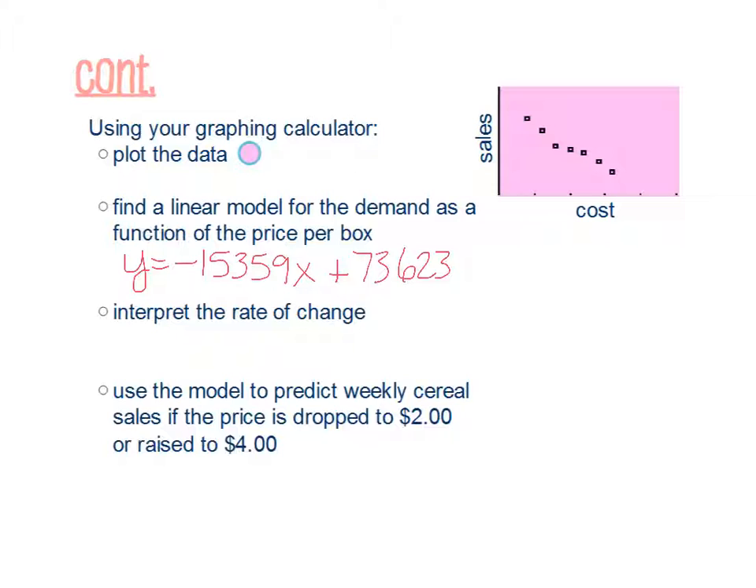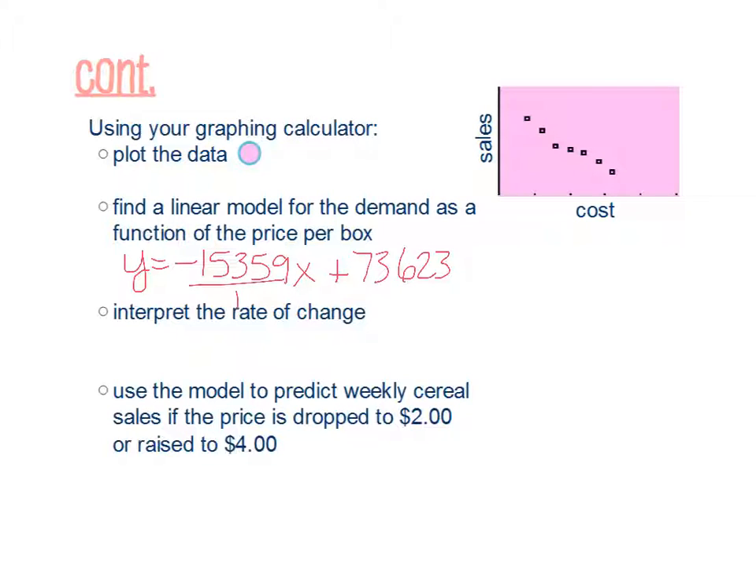Let's interpret what that means. This says interpret the rate of change. The rate of change is your slope. Remember, think of that as over 1. The numerator is the change in y, the change in sales, how many they sold, over the change in x, which is the cost.